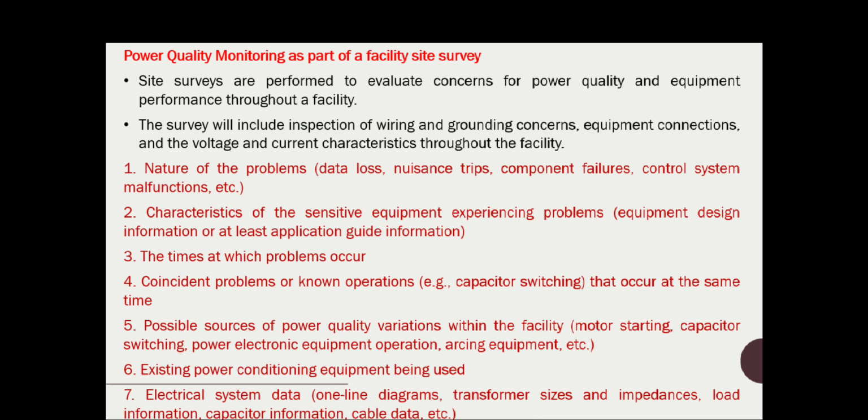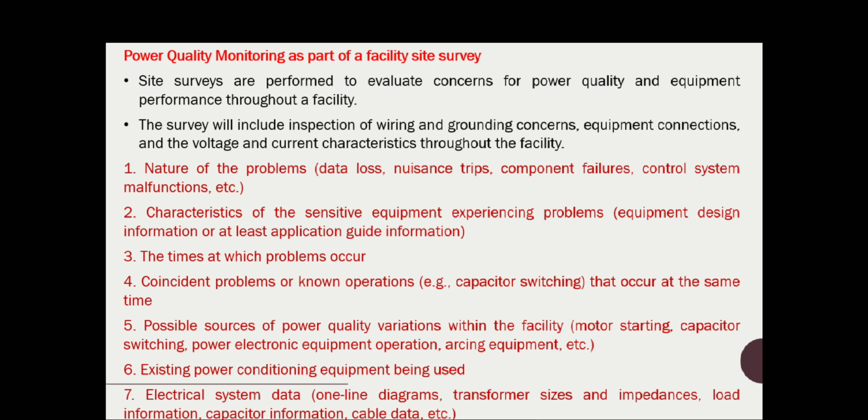This kind of site survey information is gathered. Normally, we can gather the following information. The first one is the nature of the problem. By using the site survey, you can check the nature of the problem, like data loss or nuisance trip, component failure, control system malfunctions, etc.